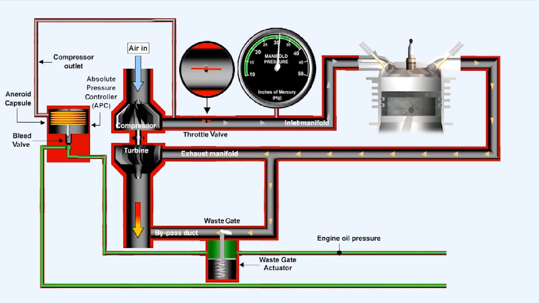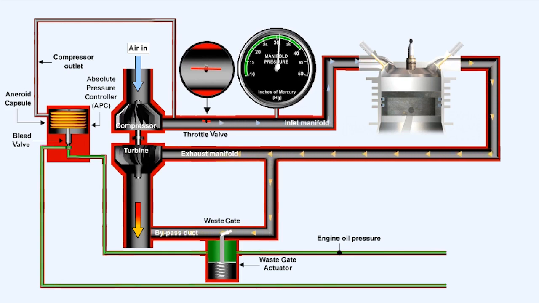This allows the actuator spring to open the wastegate and divert some of the exhaust gases away from the supercharger turbine. The supercharger speed is reduced, and supercharger outlet pressure is maintained within the predetermined limit.